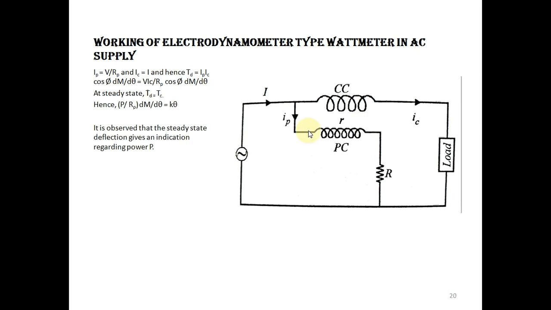Okay. Now here, one thing is known to you: in a steady state, when deflecting torque equals controlling torque, what is the working equation of an electrodynamometer type instrument? P by, if that is I1 I2 dM by d theta. Now here in this case, what is I1? If you treat it as I1, and you treat it as I2, now I1 is IC and I2 is V by RP. So V into I by RP into cos phi. So V into I cos phi, that becomes the power P.